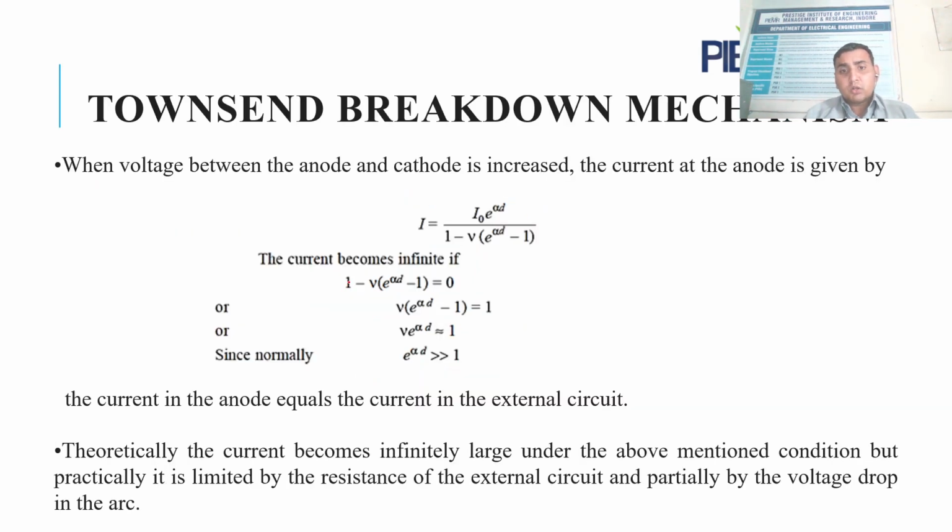Combining both the first ionization coefficient and the second ionization coefficient, we arrive at one of the most famous equations of Townsend, that is I equal to I naught e^(alpha d) divided by 1 minus gamma (e^(alpha d) minus 1). That gives how much the current should increase during the breakdown of a gaseous medium.